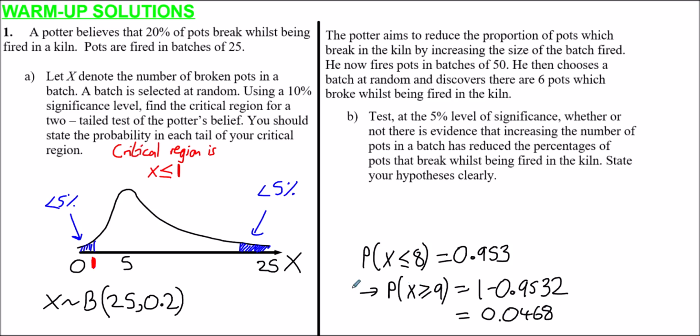And so the critical region at the higher end is 9 or more. That's the first value that falls within the critical region. So remember, when we're at the higher end, we need to do 1 minus the other probability. So the critical region down here is x less than or equal to 1, and also the union with this one here, which is 9 or greater.